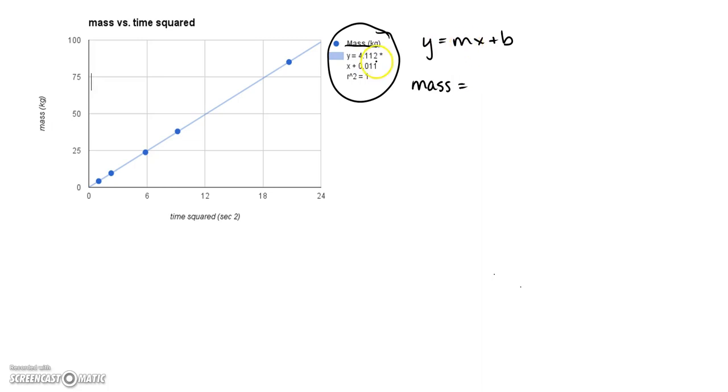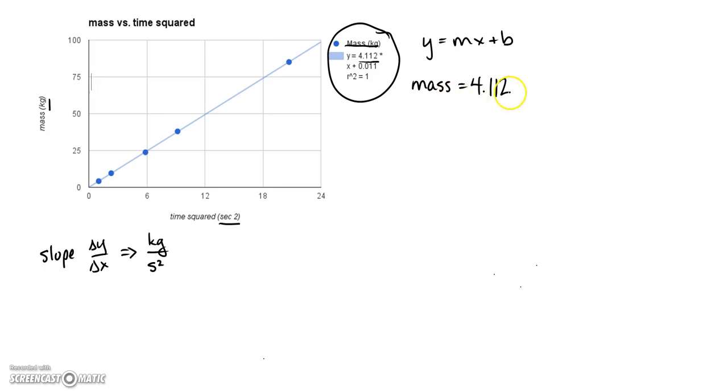Well, m is the slope. This right here, that's our slope. So we have 4.112. Now we have to have units on our slope. And so the slope's units are change in y over change in x. And so the y-axis has units of kilograms, so this is kilograms divided by, and then the x-axis has seconds squared. So kilograms per second squared.